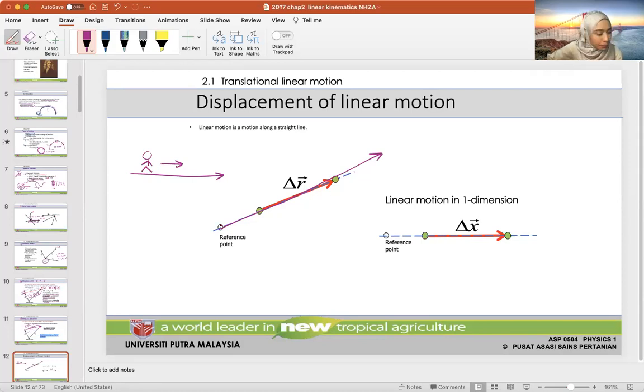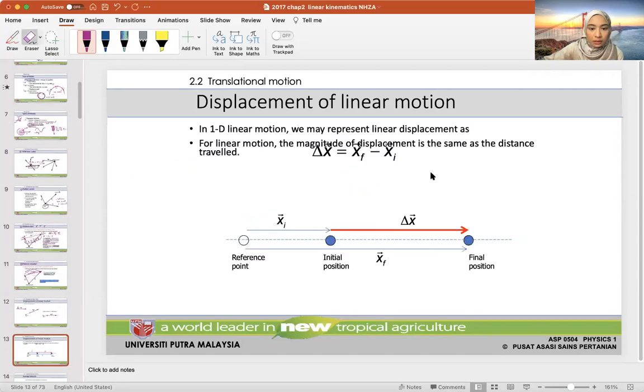Okay, so the reference point. Okay, this is the reference point and this is the final point. Okay, tak kisahlah ini. Ini gambar tak berapa clear. Okay, okay, that's it. Displacement. In 1D linear motion, we may represent linear displacement as delta x equals to x final minus x initial. I already told you this one. For linear motion, the magnitude of displacement is the same as distance traveled.